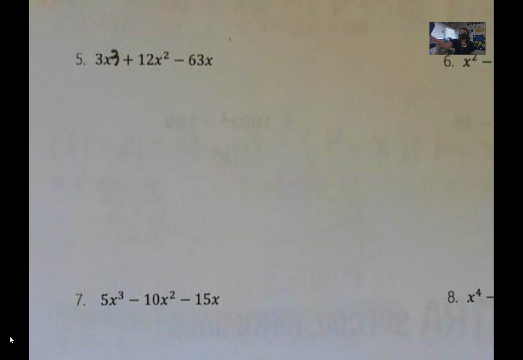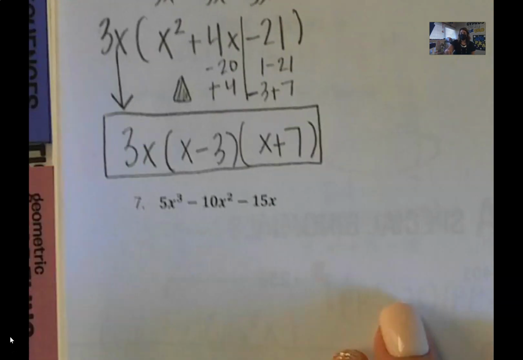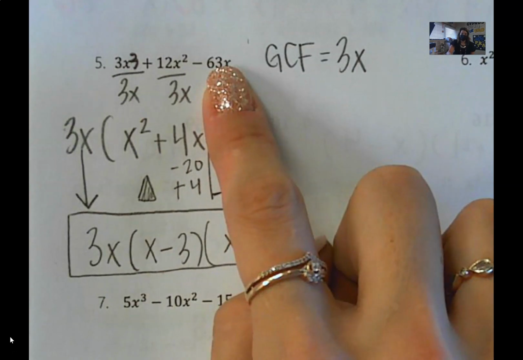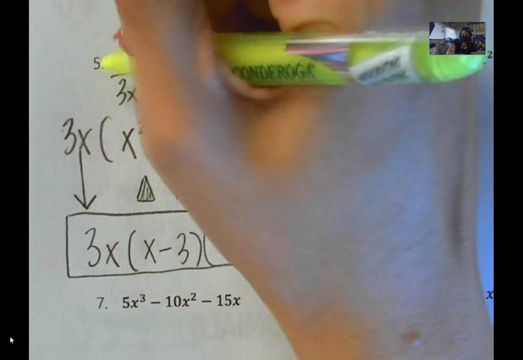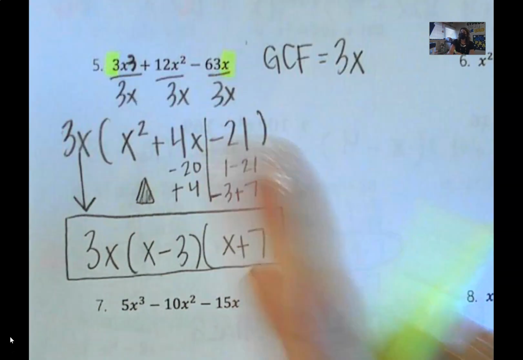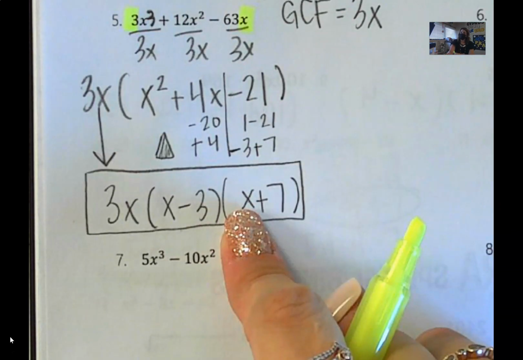Okay, so you should be factoring out a 3x. There's a 3 on the front and an x on the end. Once you factor that out, you can factor the trinomial into two binomials.